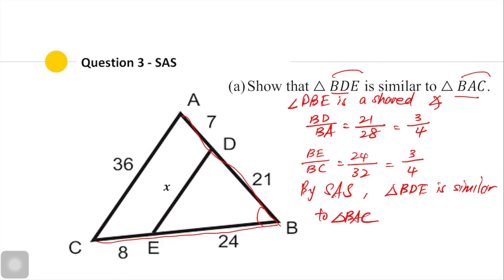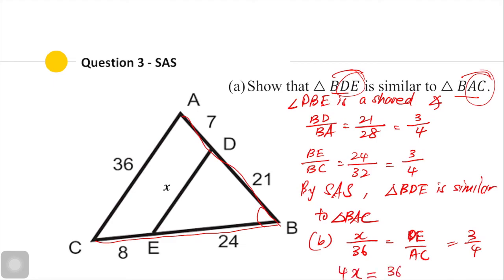Part B, they're going to ask you to find X. So X should correspond to AC. Right, this is your DE over AC ratio. And this ratio should be the same as 3/4. So we can do a cross multiplication for X is equal to 36 times 3 over 4. And that gives you 27. Okay, so X is equal to 27.